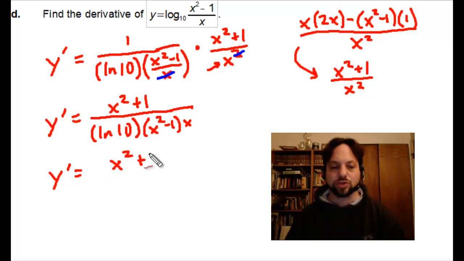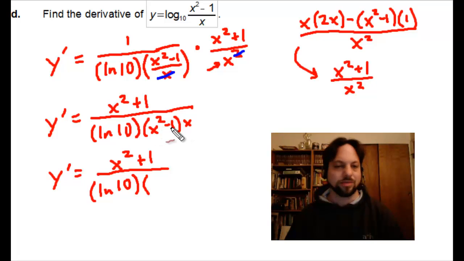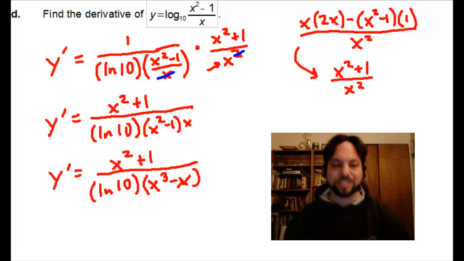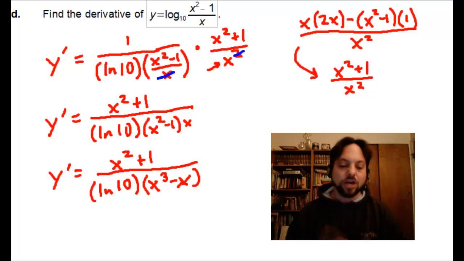Probably the correct choice would look something more like this. x squared plus 1 on top. On the bottom, the natural log of 10 multiplied by, and really I'm just going to distribute this x. Easy enough. x cubed minus x. So that is the fully simplified version of our derivative, and that's probably what one of the choices would look like if this were a multiple choice part of the test. So you see how it works. That's how we differentiate a logarithm.